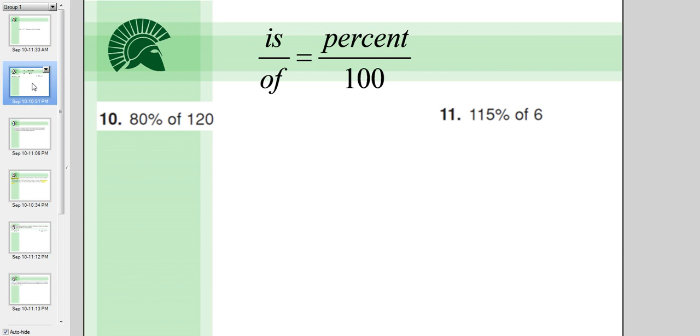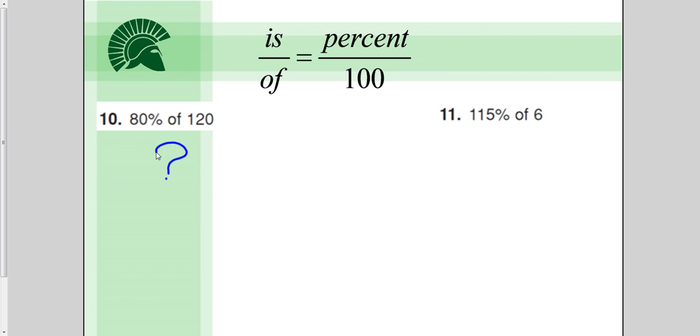So what is 80% of 120? The question mark goes with the is portion, 80%, and that goes over 100, of 120. Using this, we can figure out what is 80% of 120. Again, this is just background of things that we have done before.